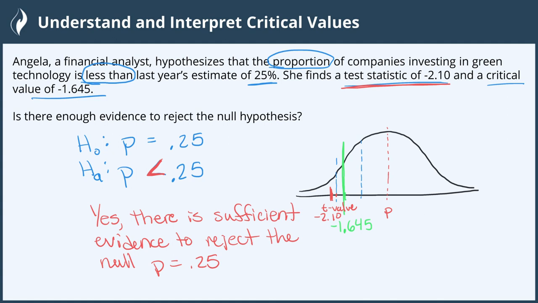So we have answered our question if there is enough evidence to reject the null hypothesis, which we can because it falls beyond our tolerance level. And so we say there is sufficient evidence to reject the null hypothesis that the proportion of companies investing in green technology equals 25%. And we're all done.